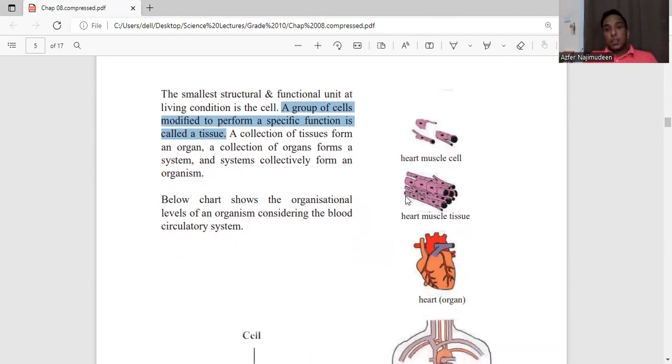Now let's see this example. On the right side of the book, you can see they have given an example. So the smallest unit is the cell. You can see heart muscle cells. This is the smallest unit of an organism. Now these heart muscle cells get collected together and form a heart muscle tissue. And then a heart muscle tissue collectively forms the heart, which is the organ, right? So cells collectively form a tissue, and tissue collectively forms an organ, right?